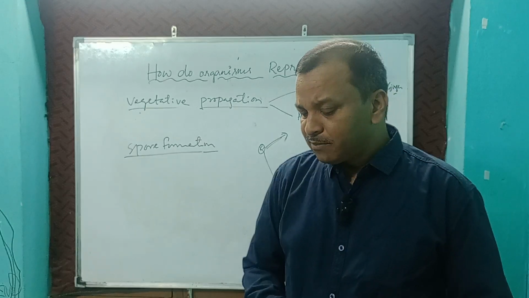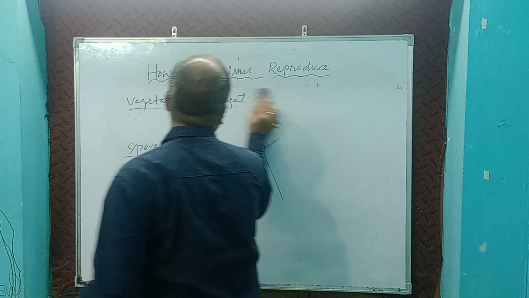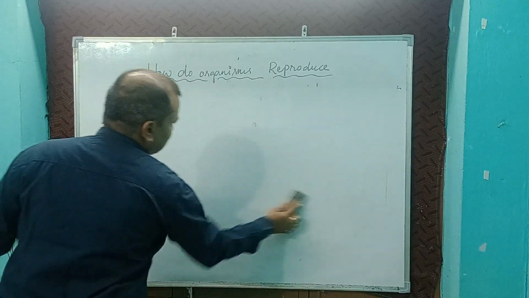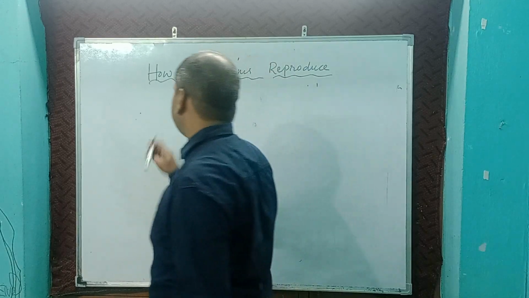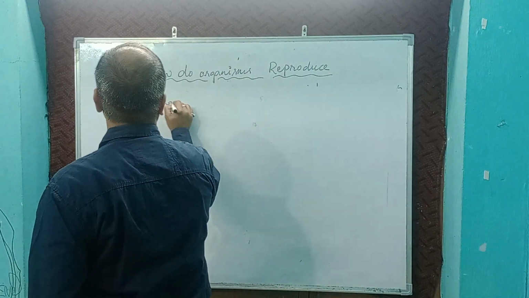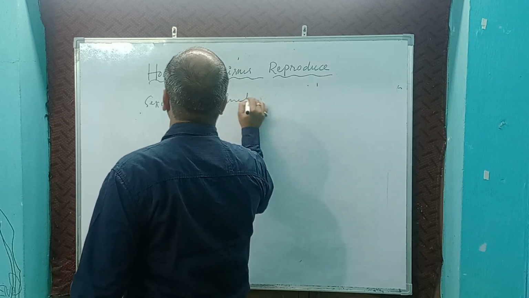Next, let us come to sexual reproduction. This is all about asexual reproduction. Next we will go for sexual reproduction. In sexual reproduction, we will first discuss plant sexual reproduction, in flowering plants.